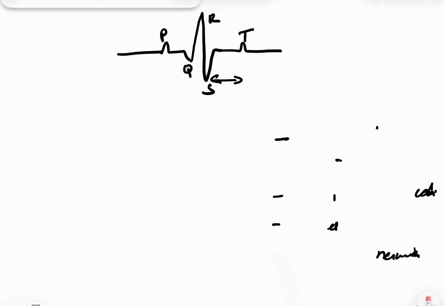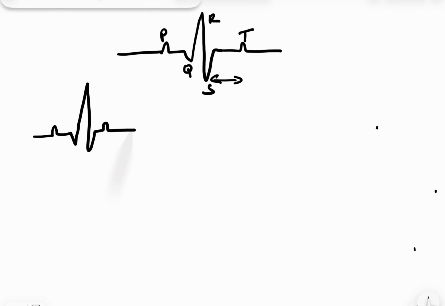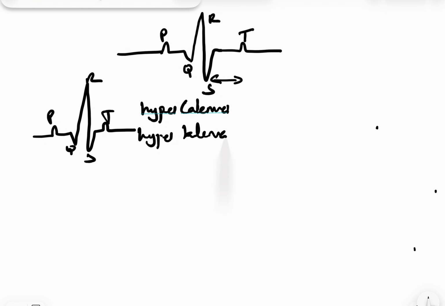And the next one is prolonged QT wave. Earlier we studied about the short QT wave. We said this is P, Q, R, S and T. When we looked at the short QT wave, we said that probably the patient has hypercalcemia or hyperkalemia. That probably is the reason for the short QT wave.